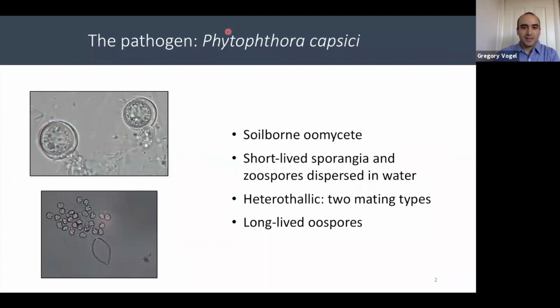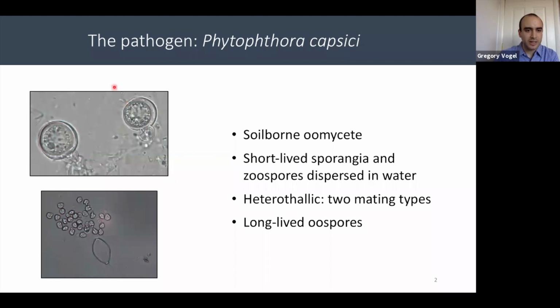So I'll begin by talking about the pathogen that has been the focus of my dissertation research. It's called Phytophthora capsici, and it's an oomycete, or a water mold, which means that when you culture it, it looks like a fungus in that it has filamentous hyphae, but it's much more closely related to certain protists like brown algae. And I'll just point out a couple of important things about its life cycle.